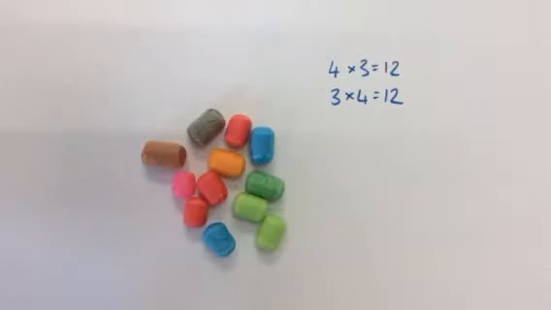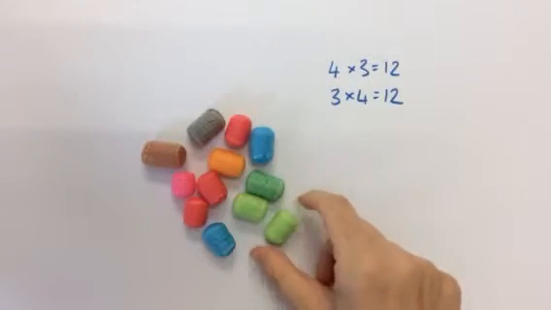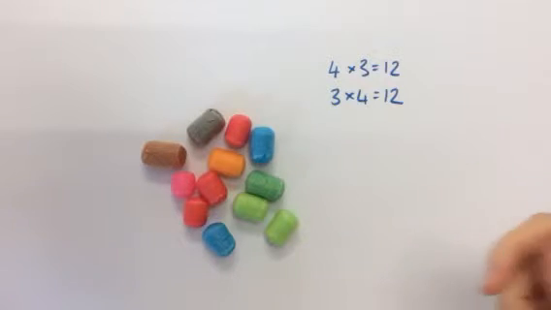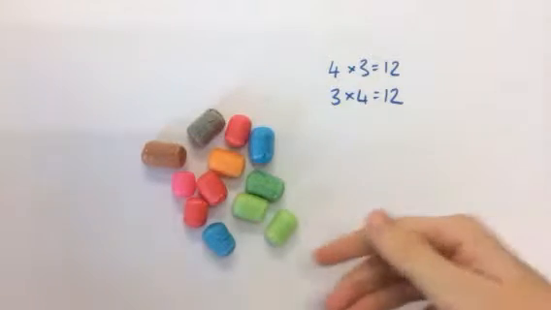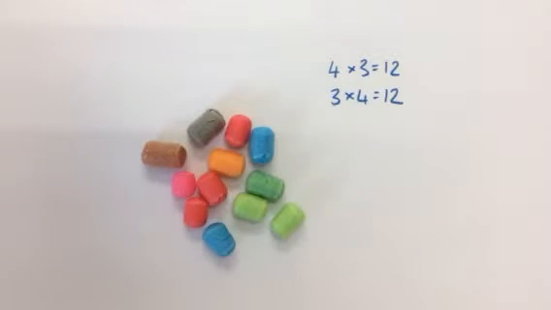Now it's not enough to know this as a rule. We need to play with some kind of manipulative and prove it to ourselves and develop a really good conceptual understanding of it and a belief in it so that we can apply it. Okay, so I've got 12 of these little art balls here, and I'm going to prove to myself that 4 lots of 3 makes 12.